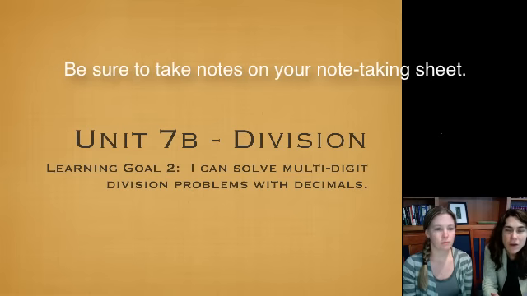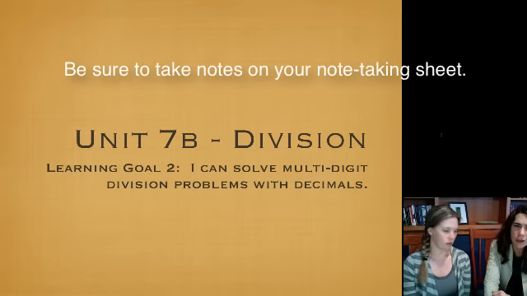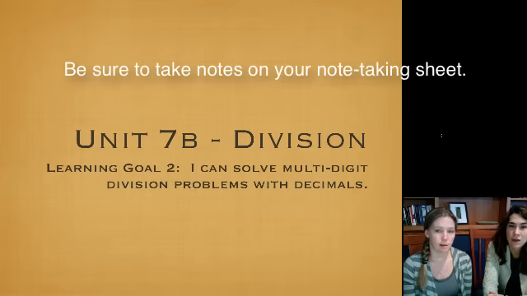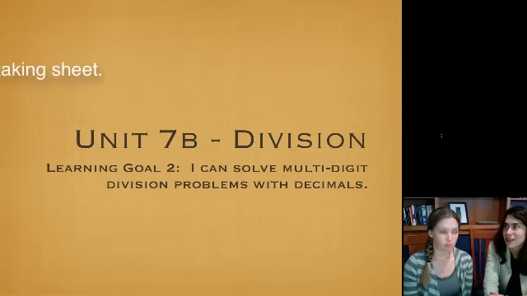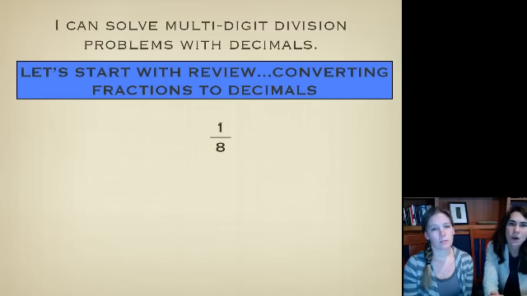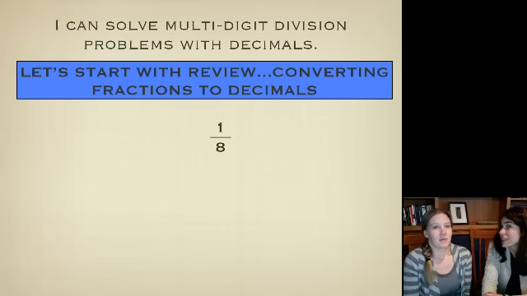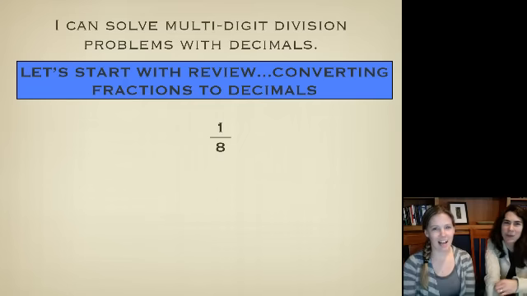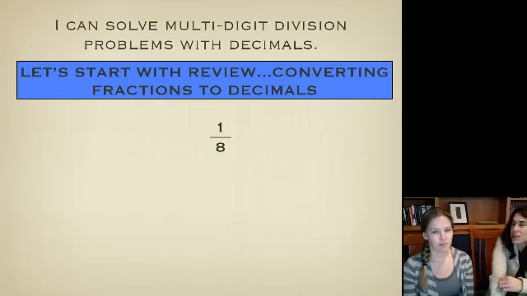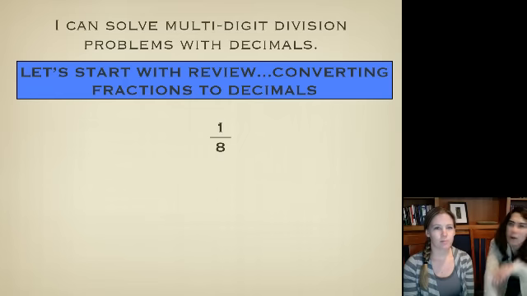All right, so learning goal 2. Now that we're getting really good at division, we're going to start talking about division problems with decimals. First of all, we're going to start with review, and hopefully this should sound familiar from our fraction unit, Unit 5, where we converted fractions into decimals. We're just going to go right back to that.